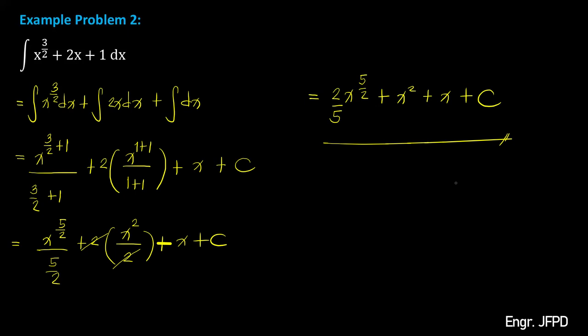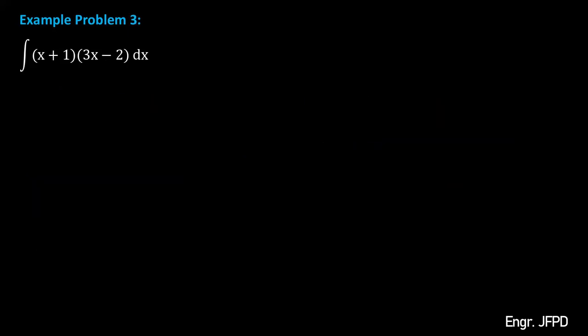Okay, now let's try to solve another example problem. For our next example, we have the integral of the product of x plus 1 multiplied by 3x minus 2 dx. Take note that there is no such thing as a product rule in taking the integral of a function. That means to integrate this product of x plus 1 and 3x minus 2, let's simplify this equation algebraically. That means we will just multiply them.